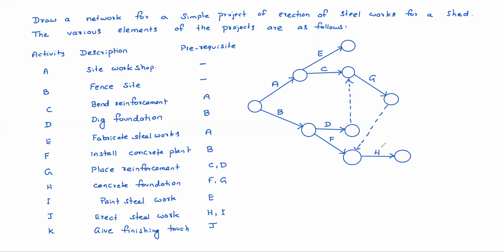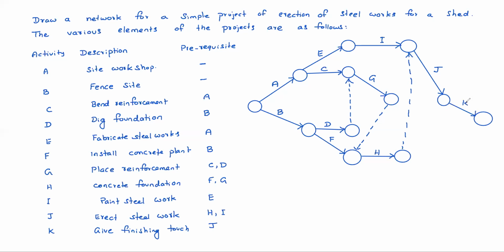Then I is depending on E. J is depending on H and I. That means I should have one dummy here, like this. So H and I, J is depending. Then finally, K is depending on J.